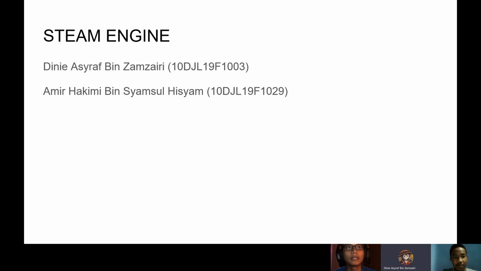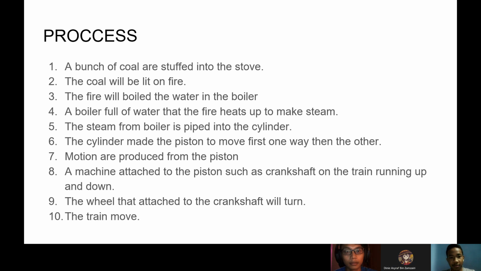And I'm going to present about the steam engine. So the process of a steam engine is, first, a bunch of coal is stuffed into the stove. Then the coal will be lit on fire. The fire will boil the water in the boiler. A boiler full of water that the fire heats up makes steam.